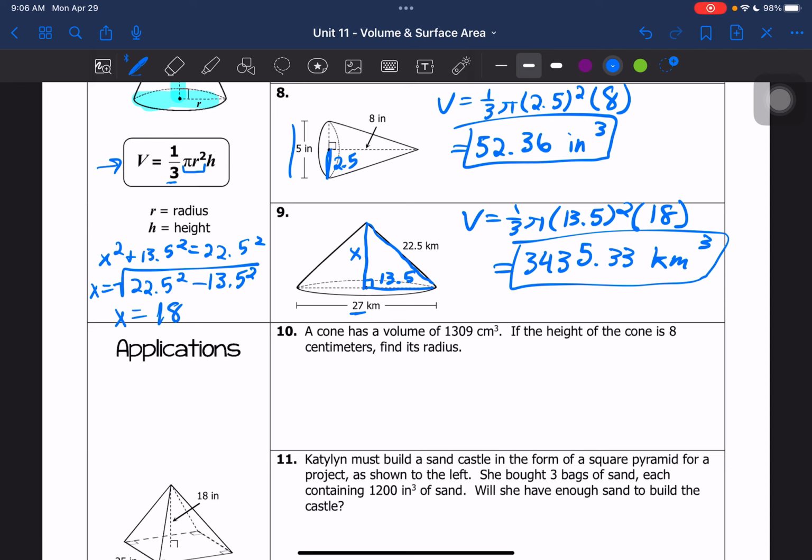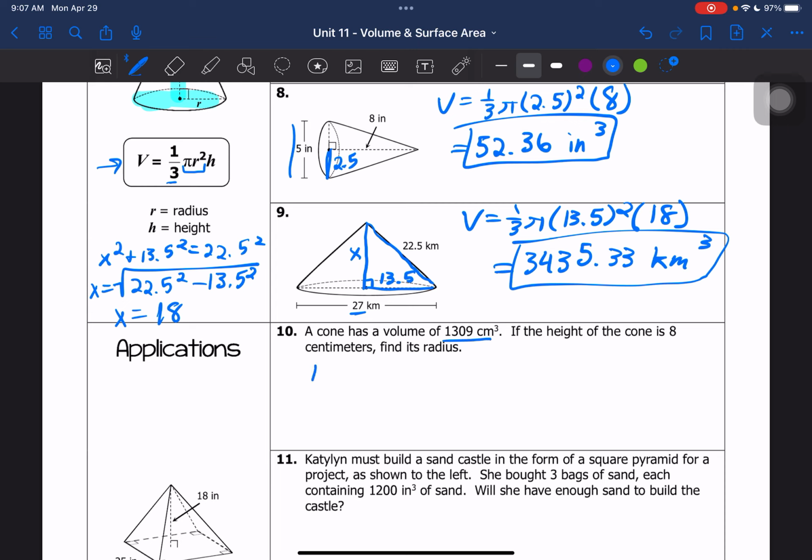Number 10 says a cone has a volume of 1,309 centimeters cubed. If the height of the cone is 8 centimeters, find its radius. So this problem is kind of like those that we've seen a couple times before, where they give you the answer, whether it's volume or surface area or area, and then you're supposed to find one of the measurements, which means that we just kind of have to think of it backwards by plugging everything that we know into the formula. We're going to be using the formula for volume of a cone again.